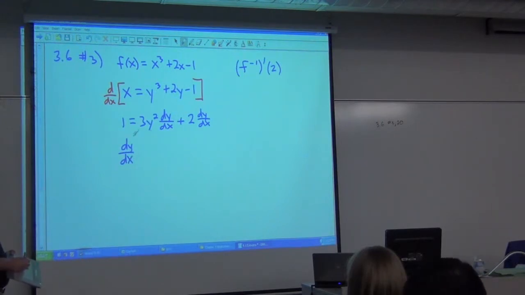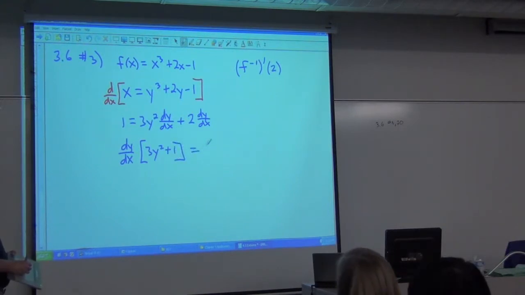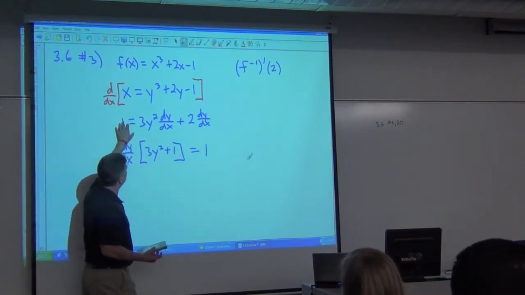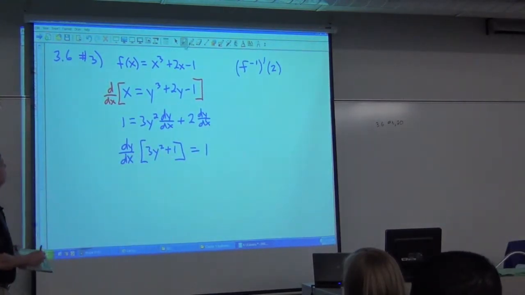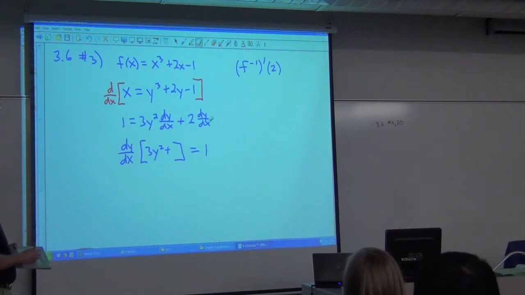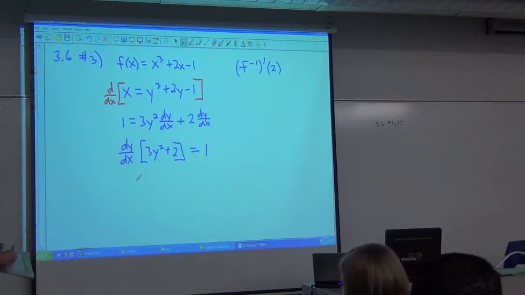Let me go and show the steps. I factor that out and I'm left with 3y squared plus 2, equals 1. I'm just bringing this over there, taking the 1 and writing 2. Right, so then dy/dx is 1 over 3y squared plus 2.